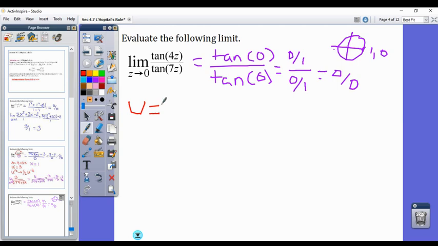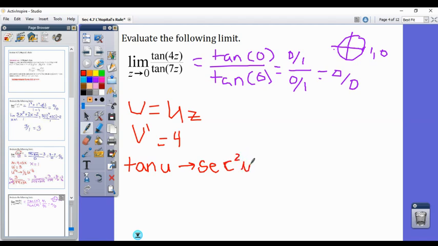Okay, so u is going to be 4z. So then my derivative is 4. And then we have to think about the derivative of tangent. The derivative of tangent is secant squared. So then I'm ending up with 4 secant squared 4z.